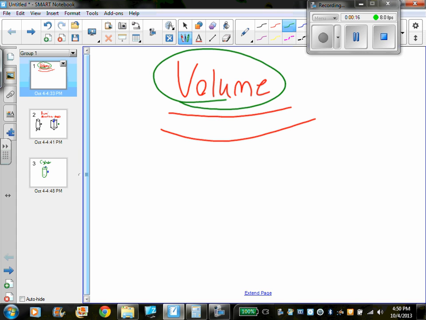So if you would imagine something, let's say that you had some kind of cup. Basically, the volume is how much water you could use to fill that cup up, how much water it could hold. That's the idea of volume.